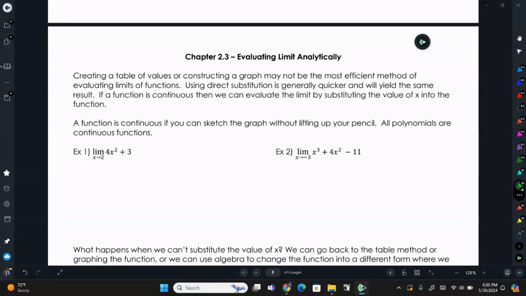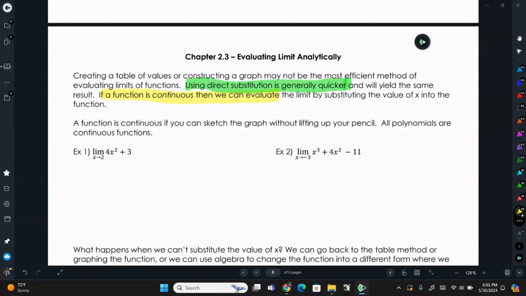Yesterday we had talked about how to find a limit as x approached a value using tables and by looking at a graph. Today we're going to talk about another method, and that is going to be using direct substitution. And direct substitution is generally quicker and yields the same result. We need to make sure the function is continuous, and that means we can use substitution to find that limit. And we just need to know that it's continuous where we want to find the limit.